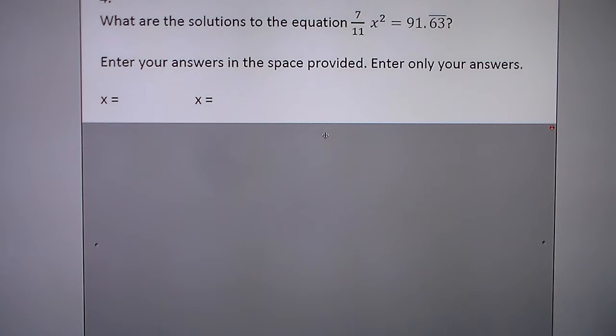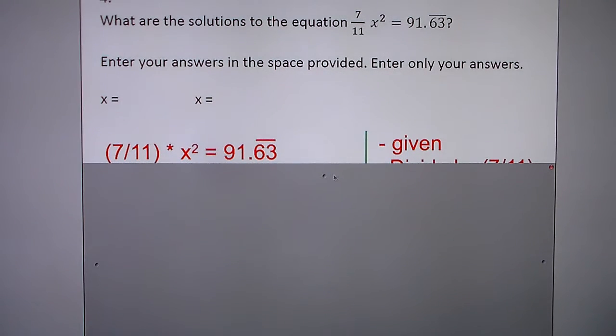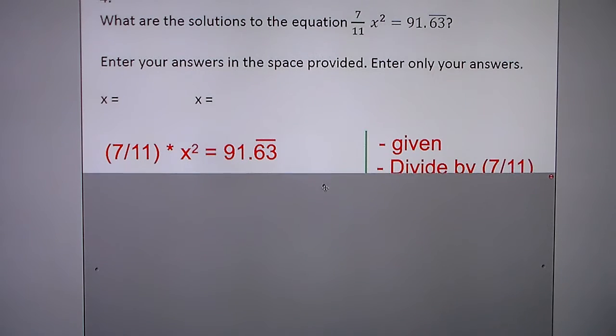So we're going to do the same thing as we've been doing, trying to find the values of x. The first step is our given: 7/11 times x squared equals 91.63, with the 63 repeating, a whole bunch of 63s after. So that's our first step.